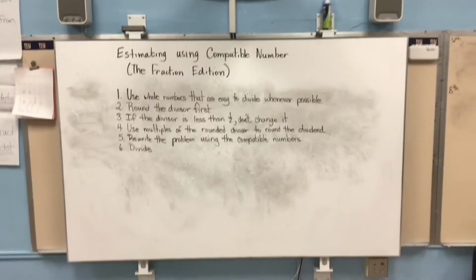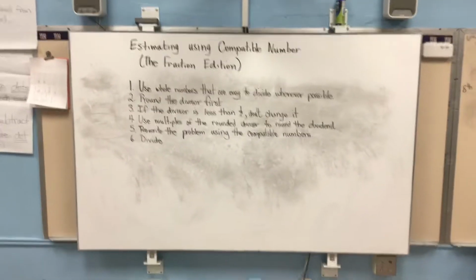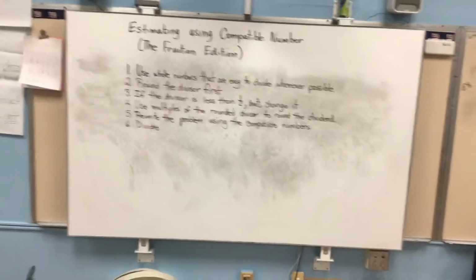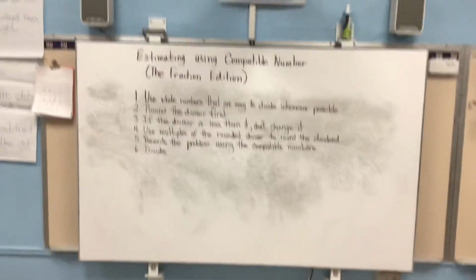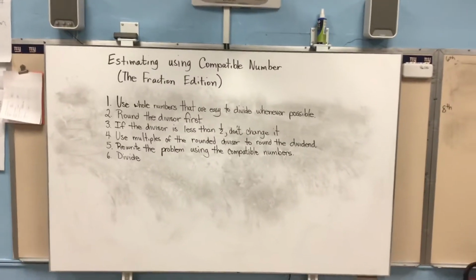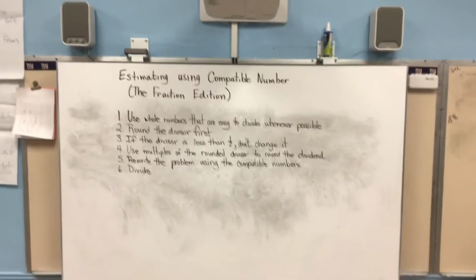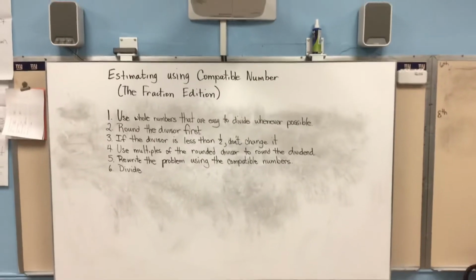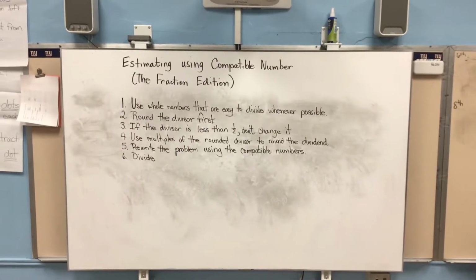Step 5, rewrite the problem using the compatible numbers. You have your new divisor, you have a new dividend, rewrite the problem so you can see it. Too many times I've seen kids try to do the problem in their head and maybe confuse the numbers. Take the 5 to 30 seconds and write it out. Should be easy to go by from there.